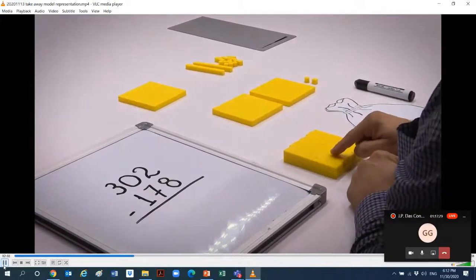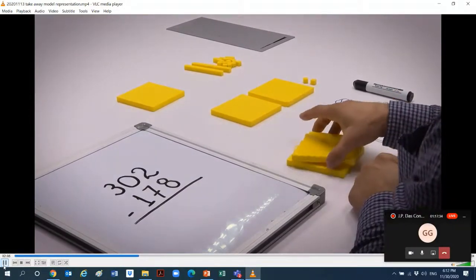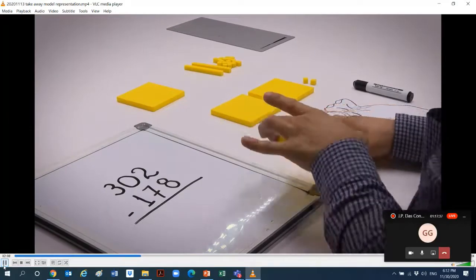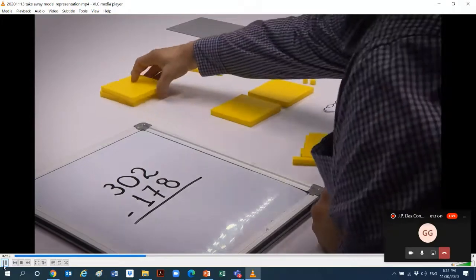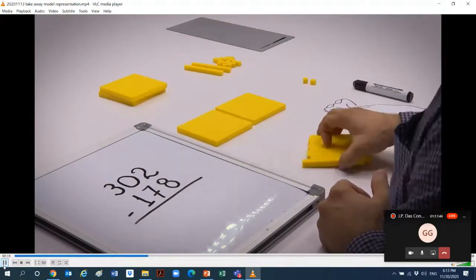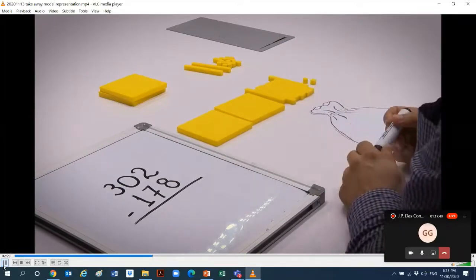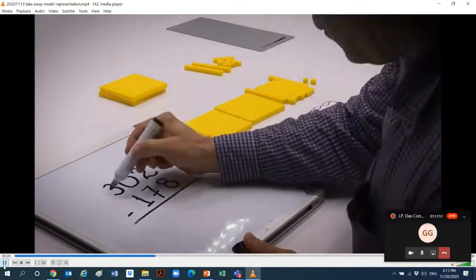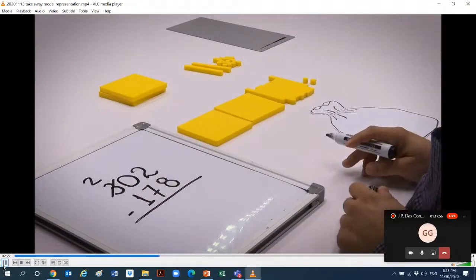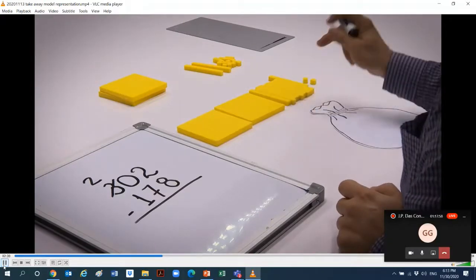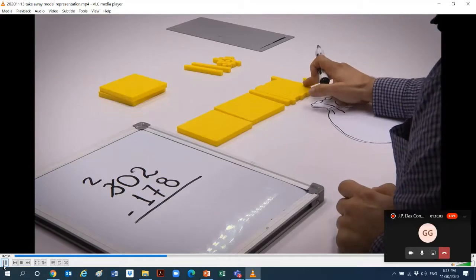1, 2, 3, 4, 5, 6, 7, 8, 9, 10. So I am trading this flat. I'm going to put it back, and right now I'm using 10 rods. So I have 2 flats right now instead of the 3 that I had before, and I'm having 10 rods.